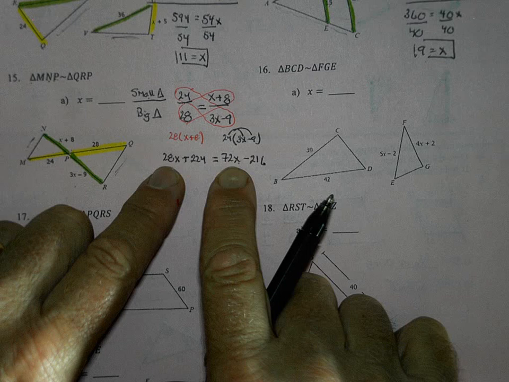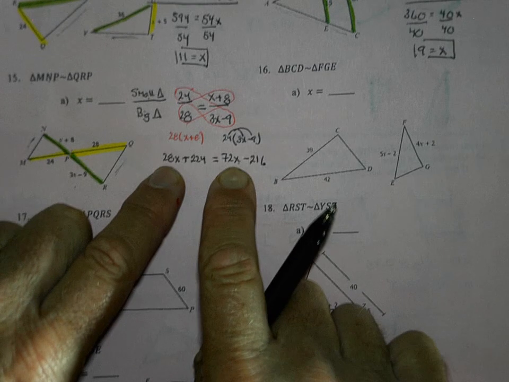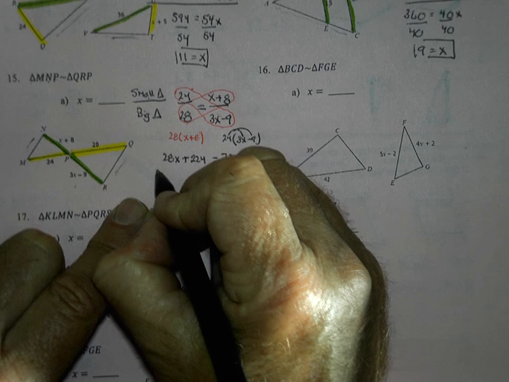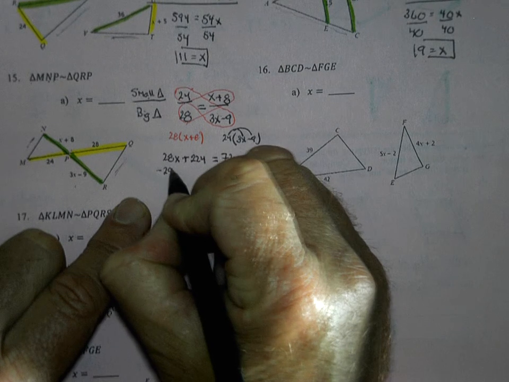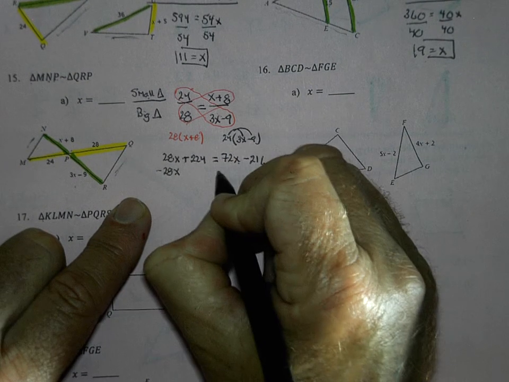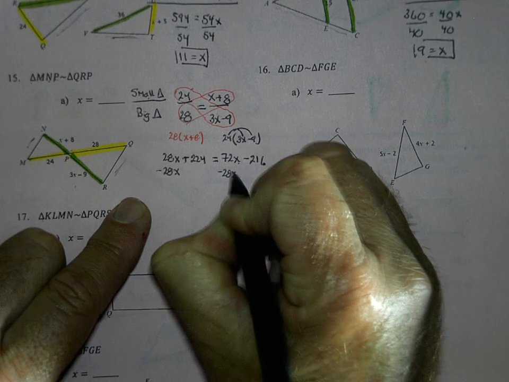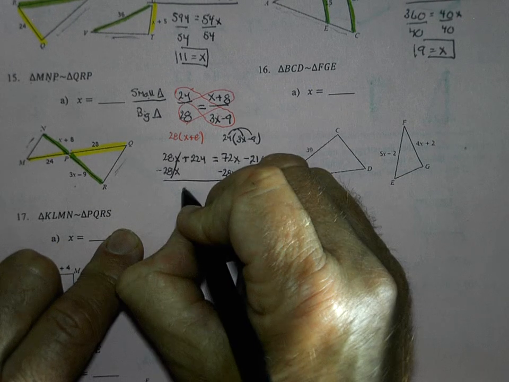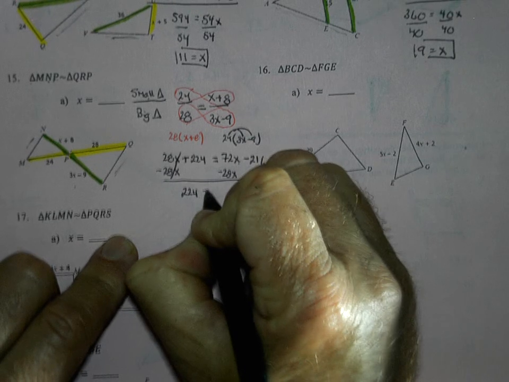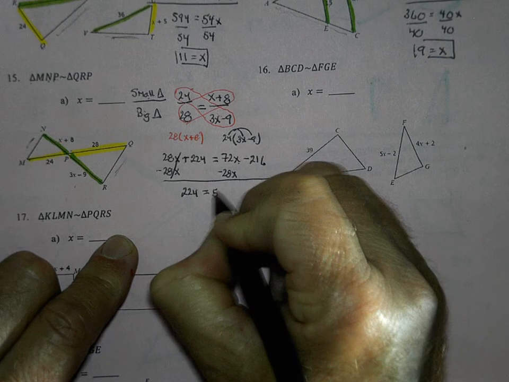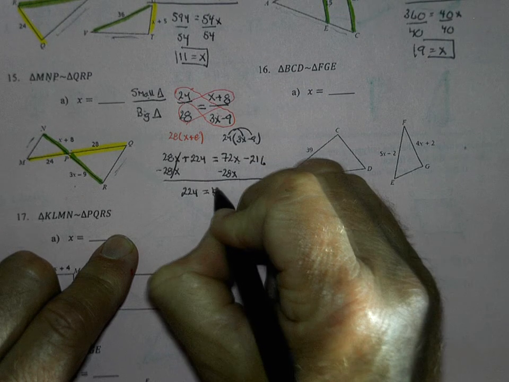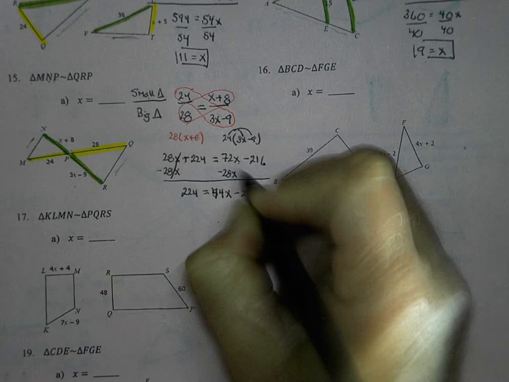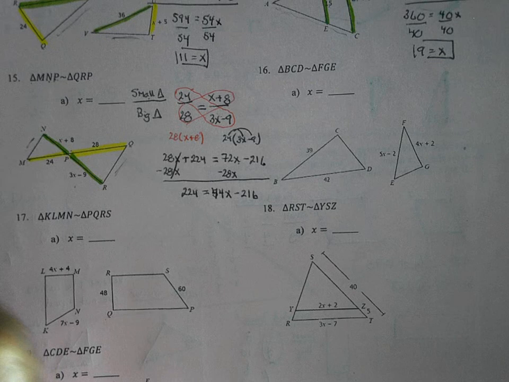Alright, so I have 72x on the right side of the equal sign and 28x on the left side. The first move is to go to the side that has the smaller amount of x's and eliminate them by subtracting 28x. When you do that, those 28x's will cancel out, and you get a new equation: 224 is equal to 44x minus 216. 72 minus 28 is 44.